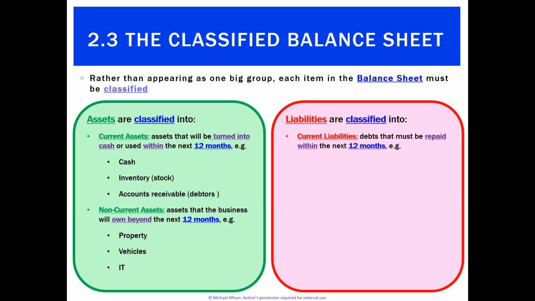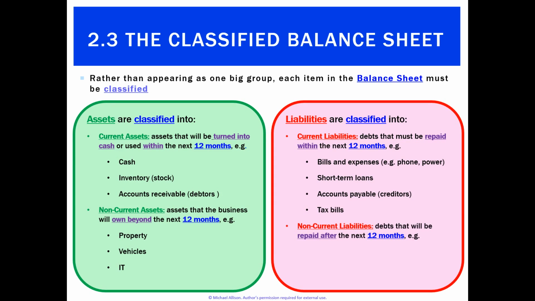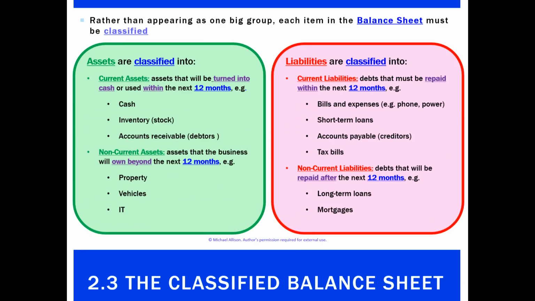Likewise, I can classify the liabilities into current, debts that must be repaid within the next 12 months, so bills and expenses, e.g. the phone, power, wages, that sort of thing. Short-term loans and accounts payable or creditors. Also, tax bills is another one, so GST when we get to that. And I can also classify my liabilities into non-current, debts that will be repaid after the next 12 months, e.g. long-term loans, mortgages, and so on.